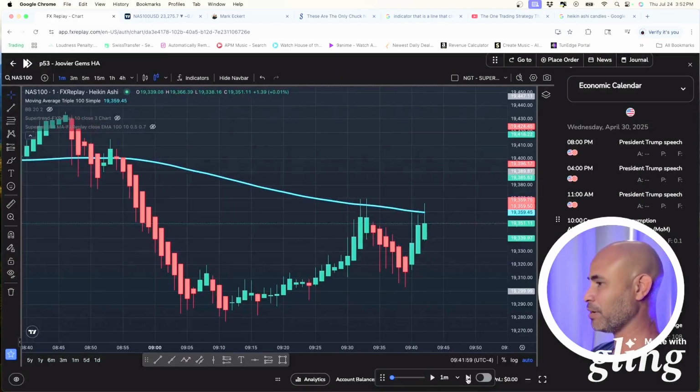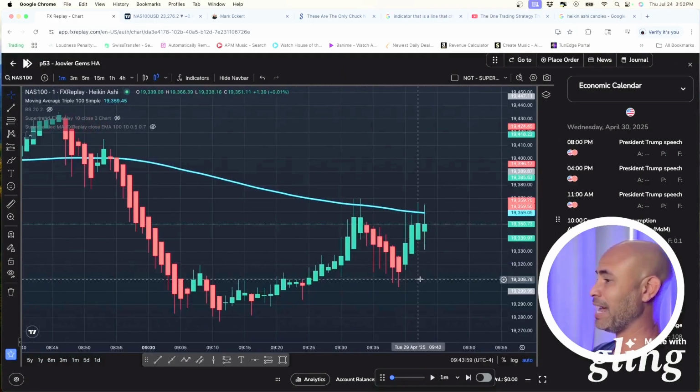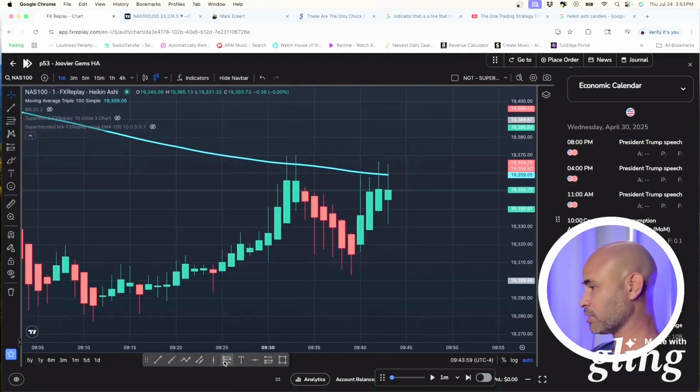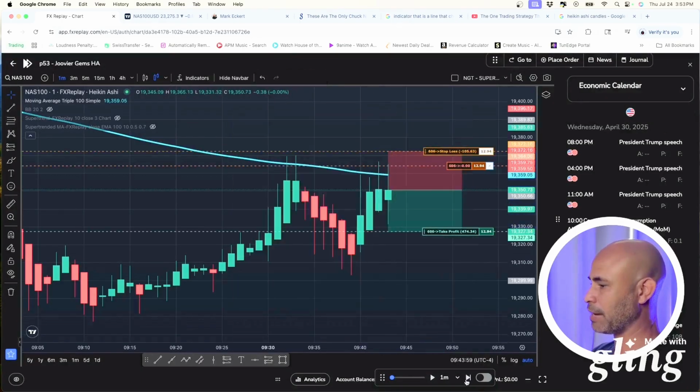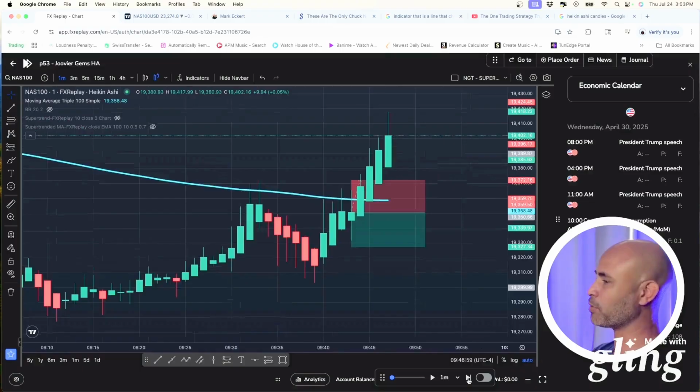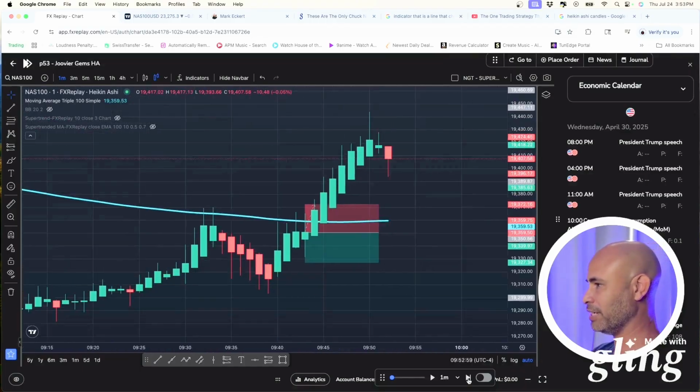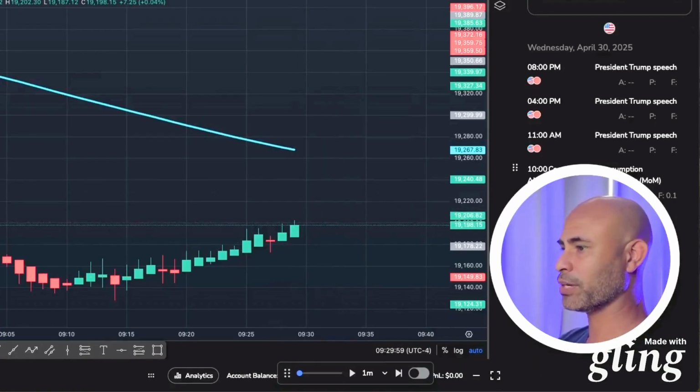Didn't get it. Here we are again, testing that 100 EMA, and there I do see a doji. Let's go ahead and place our trade here. This goes right above, this goes right below for a 1-to-1, risking only 1%. See what happens. So we lost this one. It ended up breaking above the 100 EMA. Currently April 30th. Gonna skip that day. There's news right after the open, and that's it.